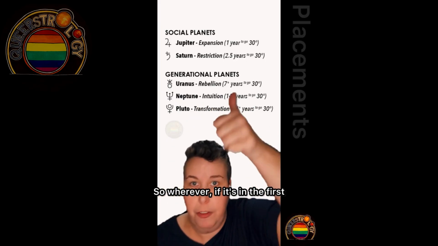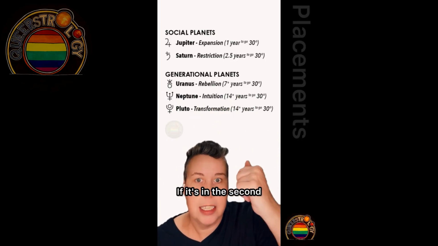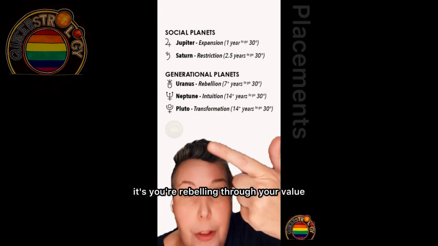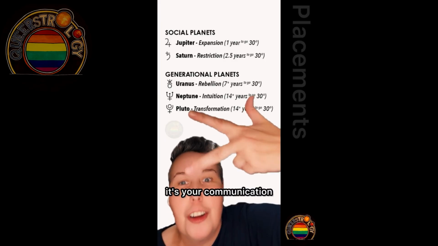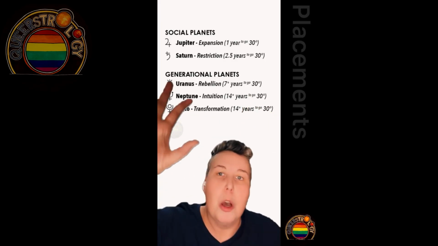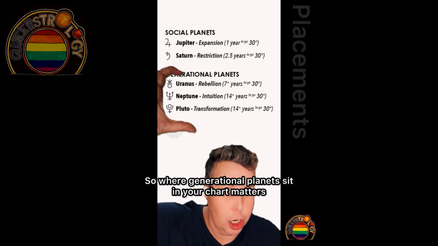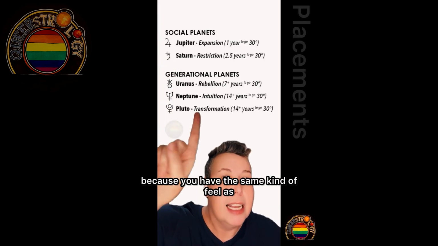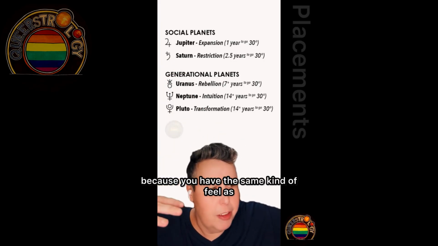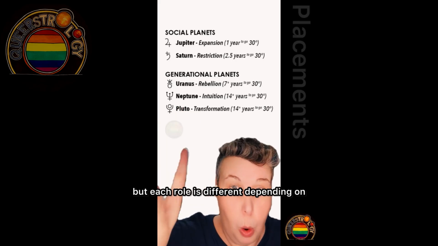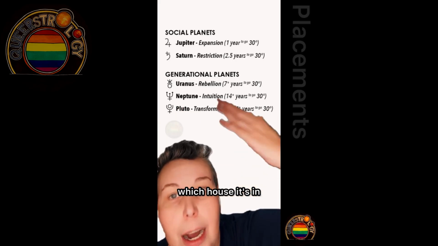So wherever, if it's in the first, it's going to be self-rebellion. If it's in the second, you're rebelling through your value. If it's the third, it's your communication. Do you see what I'm saying? So where generational planets sit in your chart matters, because you have the same kind of feel as your whole generation, but each role is different depending on which house it's in.